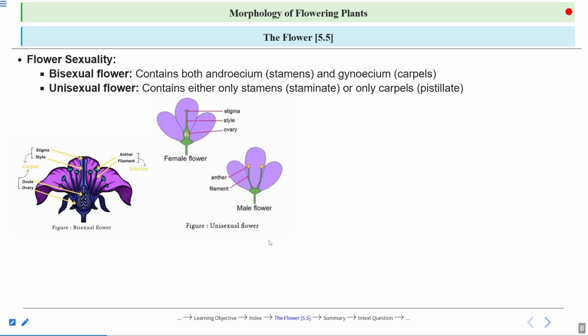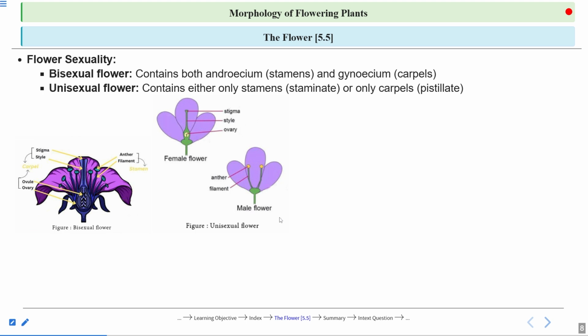Here you can see a unisexual flower. This female flower has the stigma, style and ovary. And this flower does not have the ovary, style and stigma. It just has the male reproductive organ, right?